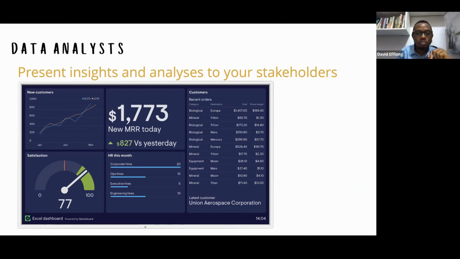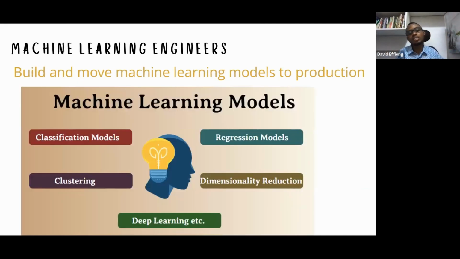And then finally, we have the machine learning engineers. Machine learning engineers build and move machine learning models to production. So I'm just going to try to explain machine learning models as simply as I can. So machine learning, as the name implies, means a machine's ability to learn from data.